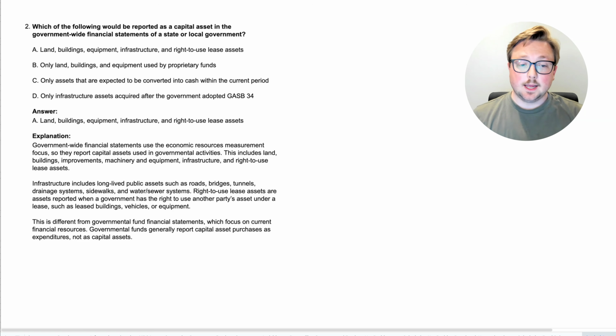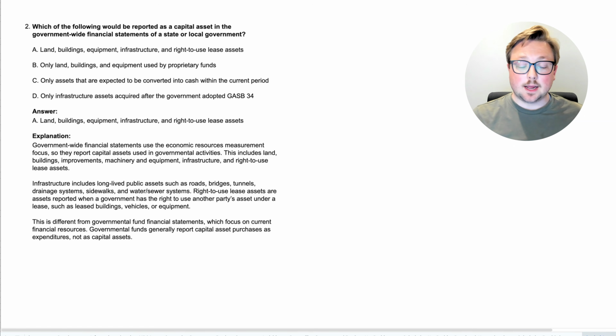So let's go through this. Government-wide financial statements use the economic resources measurement focus, so they report capital assets used in governmental activities. This includes land, buildings, improvements, machinery and equipment, infrastructure, and right-to-use lease assets. Infrastructure, by the way, is something that's a little bit unique to governments, or at least mainly used in governments. Infrastructure includes long-lived public assets such as roads, bridges, tunnels, drainage systems, sidewalks, and water or sewer systems.